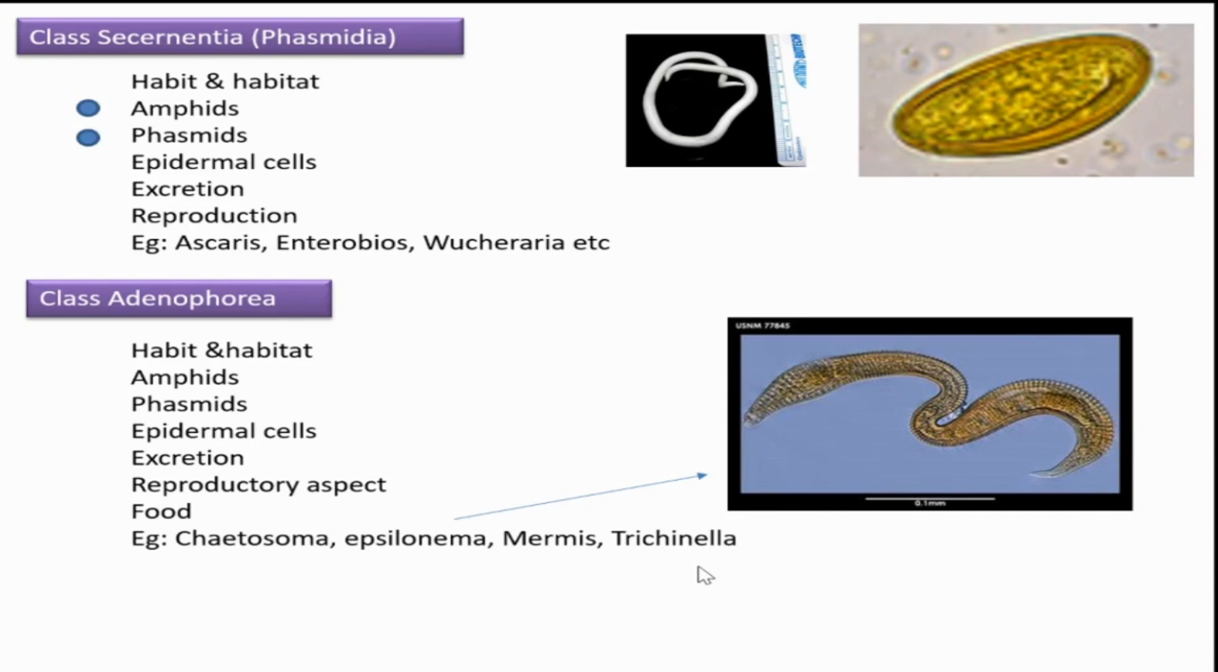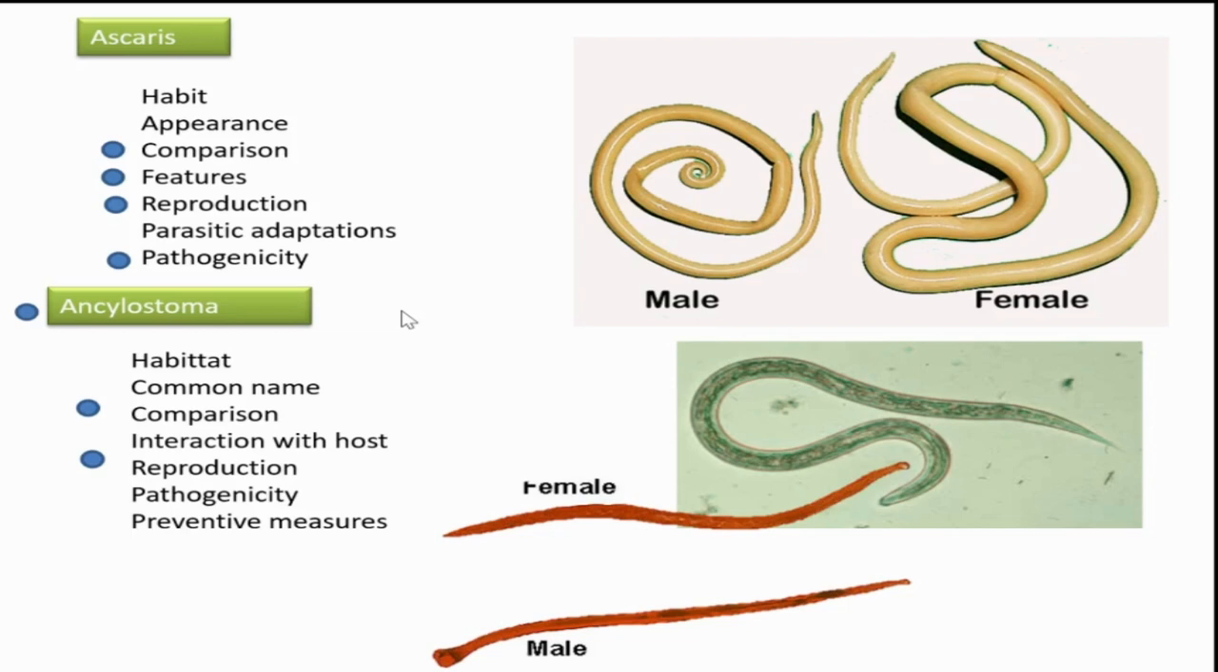So next we are going to see the examples of Secernentea mainly. Secernentea or Phasmidia is very, very important. Each example is very important. From each example, its life cycle, pathogenicity, all those areas can come as questions in your examination, and also the sexual dimorphism. These are the important areas.